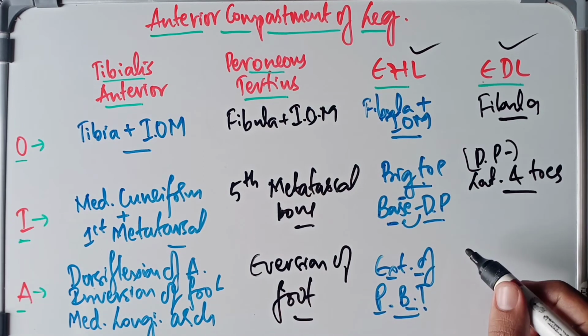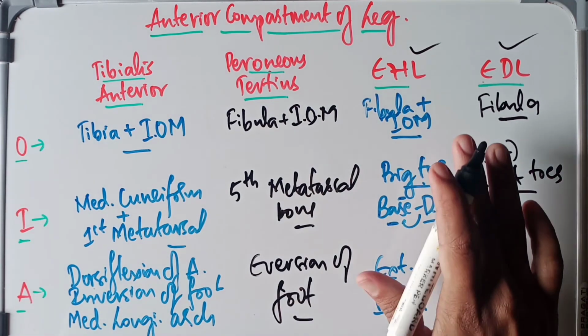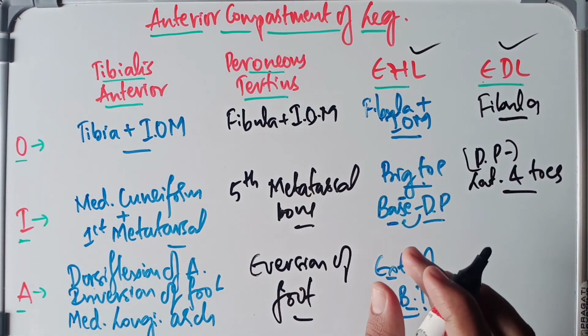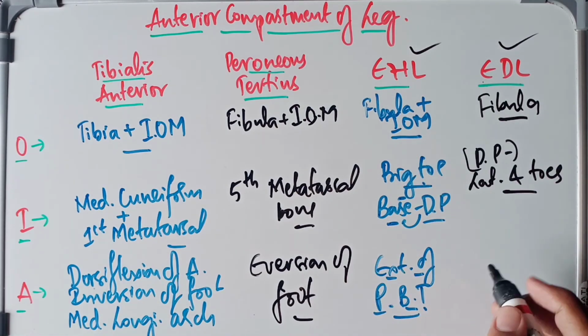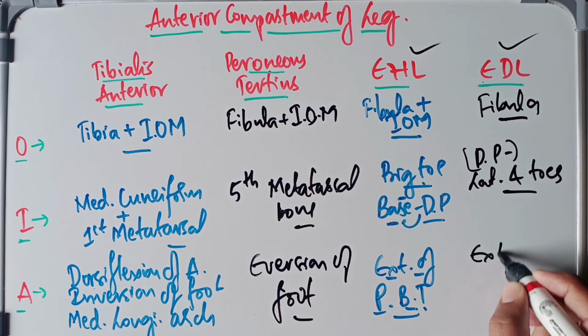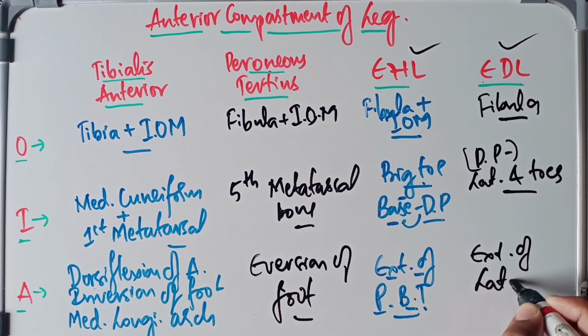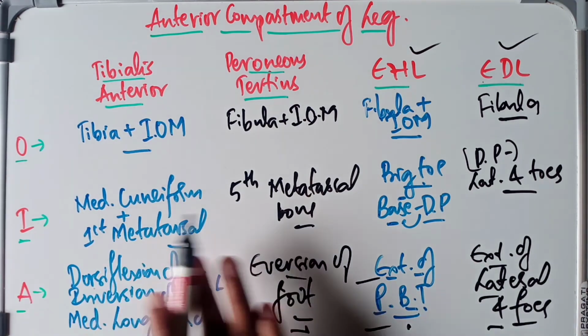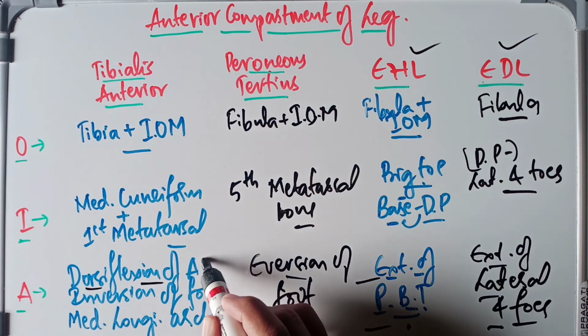And finally, the action of the extensor digitorum longus: again it helps in the dorsiflexion of the foot, and it also helps in the extension of the phalanges of the lateral four toes. This helps in the extension of the big toe. This helps in the extension of the lateral four toes. This helps in the eversion of the foot. And remember, all of these muscles will help in the dorsiflexion of the ankle.